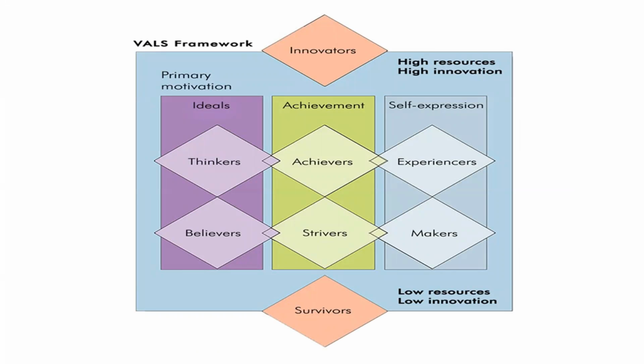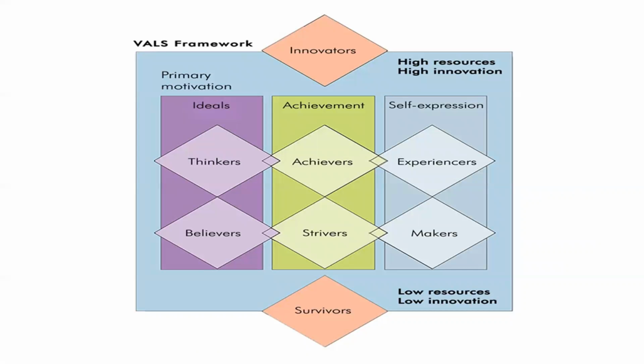Now it has been categorized into 8 subgroups, or you can say 8 distinctive groups. The groups are innovators, thinkers, achievers, experiencers, believers, strivers, makers, and survivors. So these are the 8 groups, categorized based on motivation and the level of resources and innovation. We will be discussing them one by one. It generally segments US adults of age 18 or older on the basis of primary motivation and resources, and this has been diagrammed in this figure so that you can get a clear-cut idea about this.